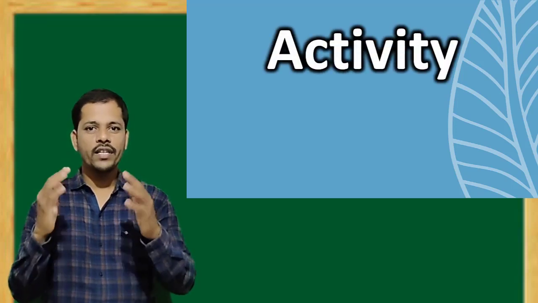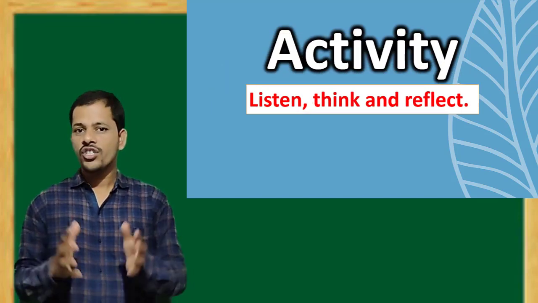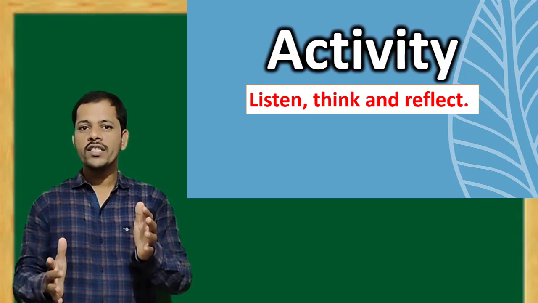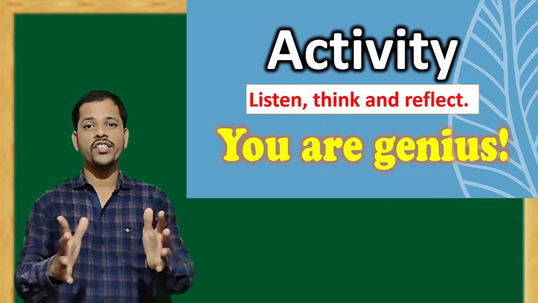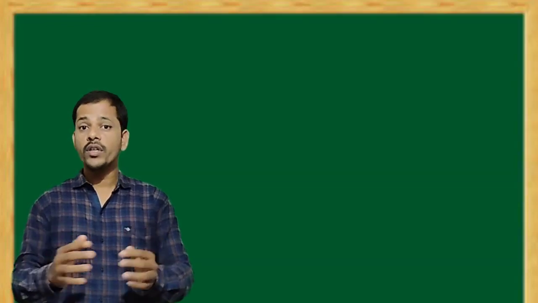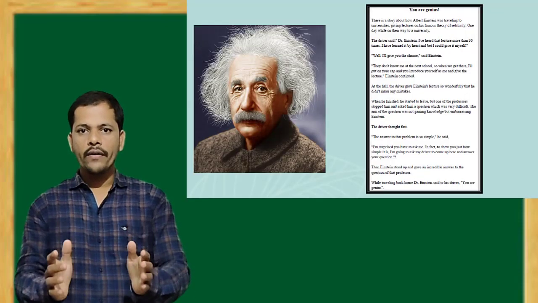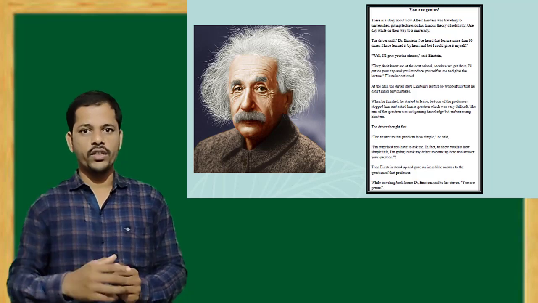The name of that activity is Listen, Think and Reflect, and the name of our story is You Are Genius. You are genius. So this story is related to one famous personality, and the name of that personality is Albert Einstein. So here is the story given, and now I will start to read this story. You just listen attentively.